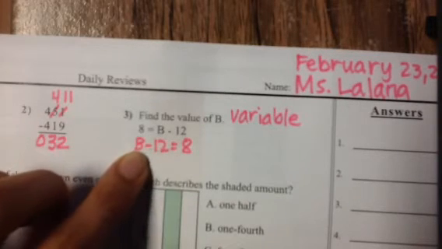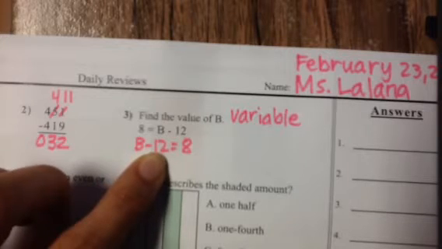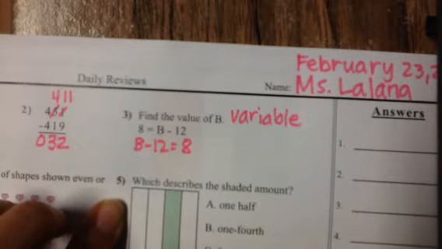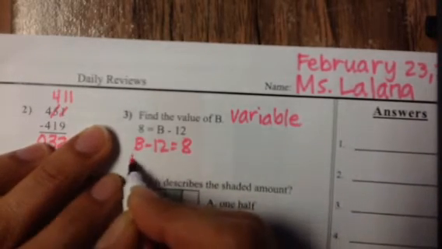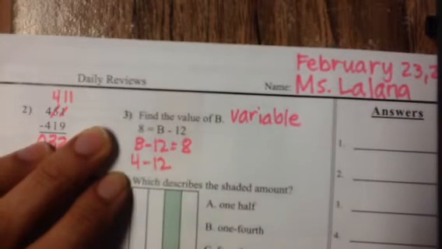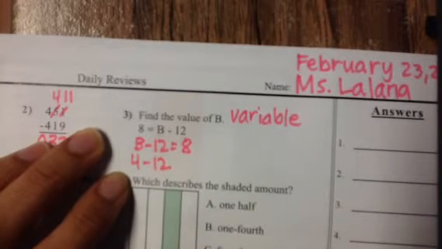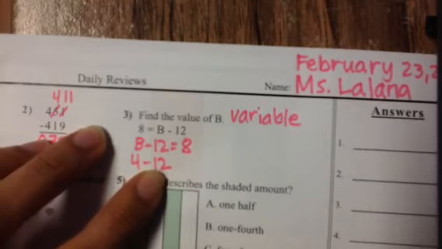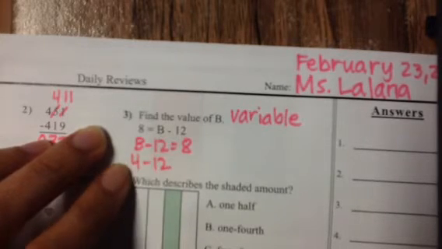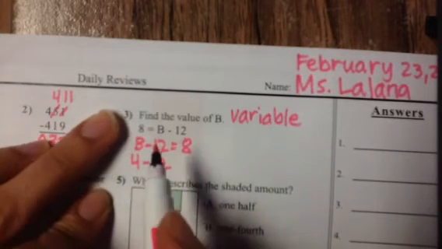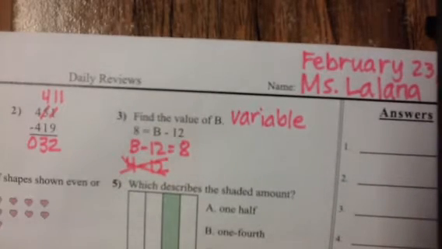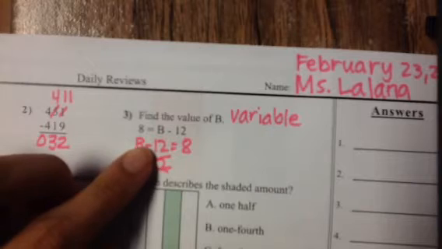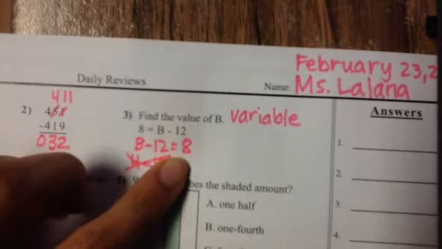So we have to figure out what number minus 12 equals 8. No, it's not 4, okay? Because look, if I put 4 right here, 4 minus 12, does that equal 8? No, you can't even do 4 minus 12. You can do 12 minus 4. So 12 minus 4 is 8, but 4 minus 12 is not. Okay? Now, think about that. So what number, if I take away 12, gives me 8?